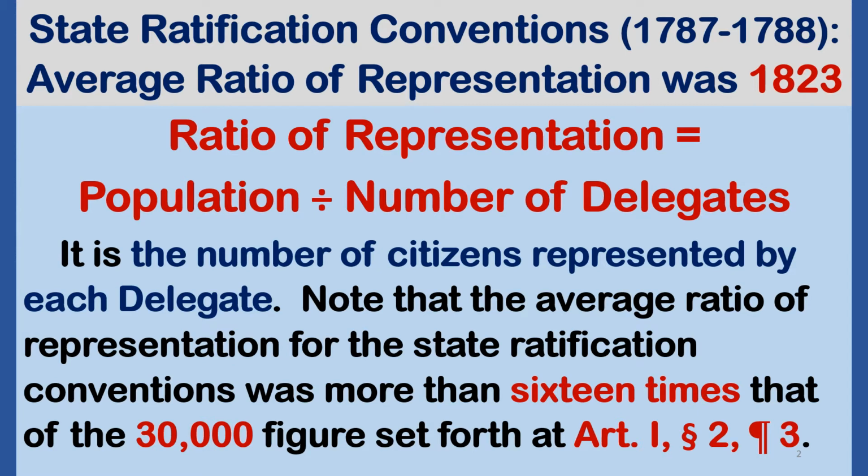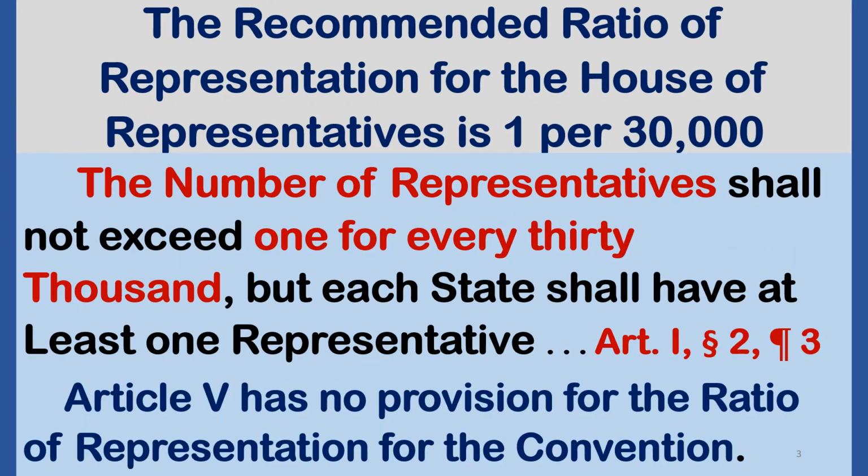And in the state ratification conventions that approved the U.S. Constitution after the Constitutional Convention, the average ratio of representation was 1,823, which is 16 times more than the figure of 30,000 set forth in the Constitution itself for representation in the House of Representatives. The recommended ratio of representation for the House of Representatives set forth in the Constitution itself is 1 representative per 30,000 people. The language is set forth right at the beginning of the Constitution in Article 1, Section 2, Paragraph 3.